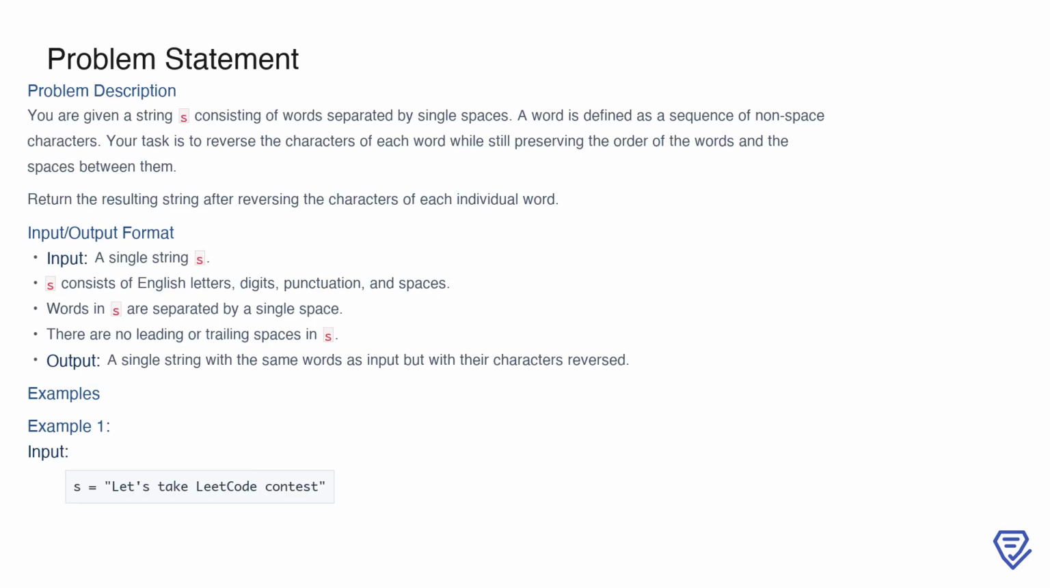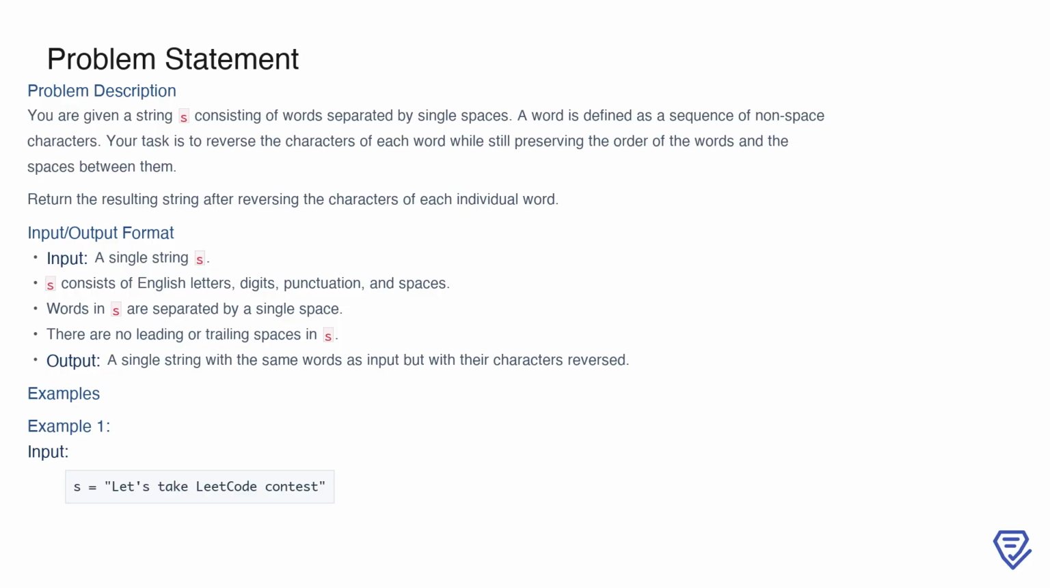In this problem, we are given a string S that is made up of words separated by single spaces. A word in this context is defined as a sequence of characters that are not spaces. The task is to reverse the characters of each word while keeping the order of the words and the spaces between them exactly as they are. Once we reverse the characters of each word, we return the resulting string.